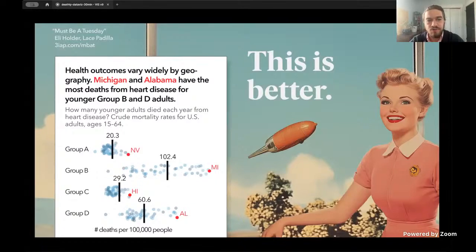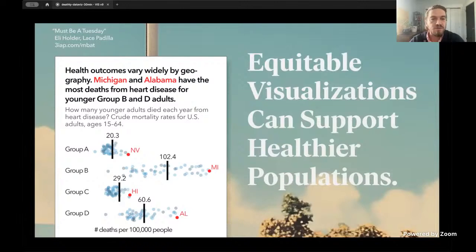Even better, supporting health equity doesn't mean sacrificing communication goals like risk, support, and behavior. This means that public health agencies could feel relatively confident in adopting charts like these in their public-facing data viz. And so we could reasonably say that equitable visualizations support healthier populations.